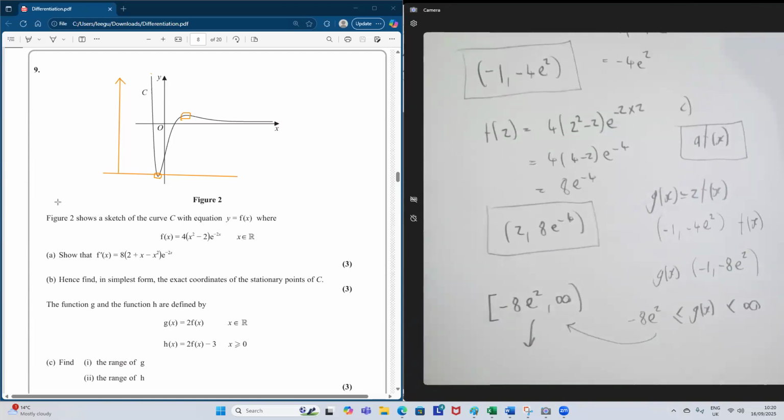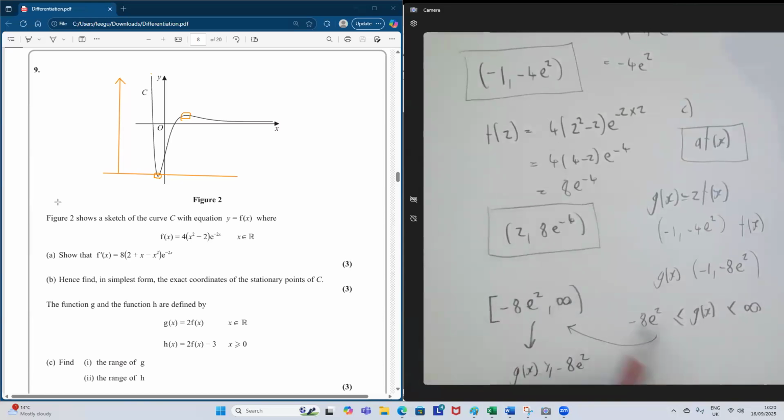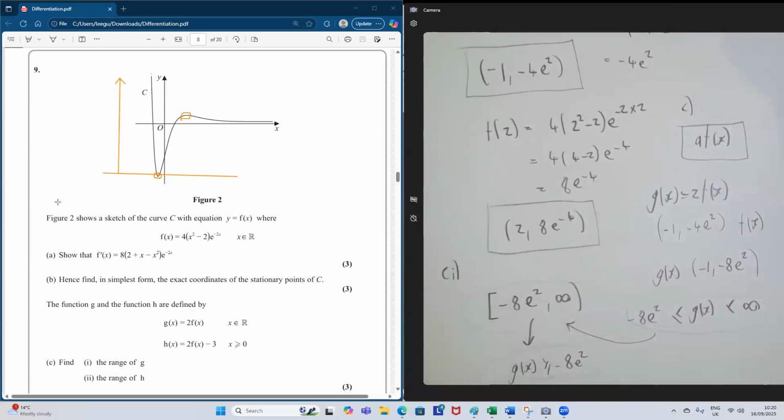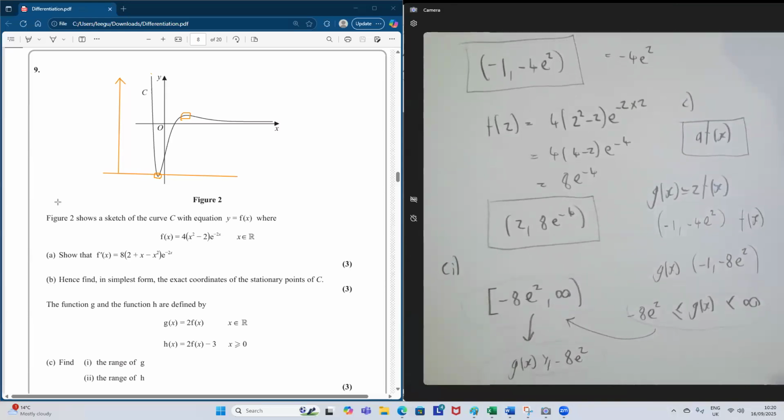And yet a third way we could write it is we could just say g of x is greater than or equal to -8 e squared. So either that way or that way or that way are three valid ways that we can answer C part 1. Let's look at the next one, C part 2 now, the range of h of x.